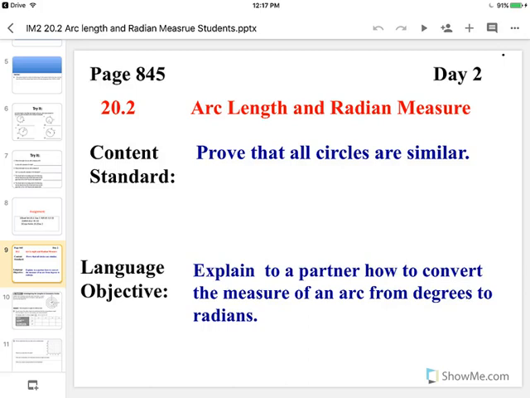Module 20.2 Day 2. Arc length and radian measure. Prove that all circles are similar. Language objective: explain to a partner how to convert the measure of an arc from degree to radian.